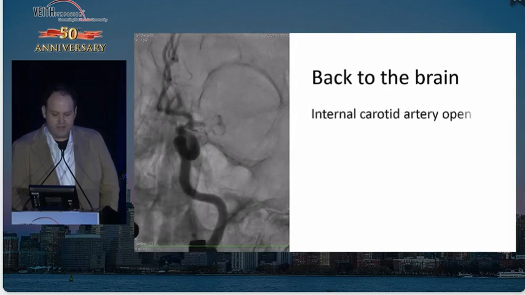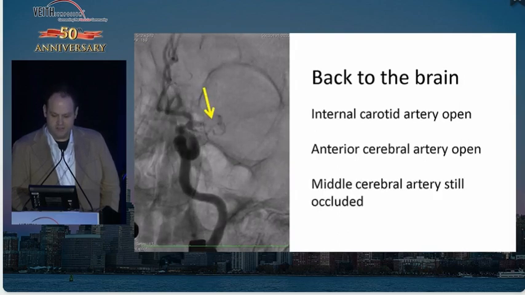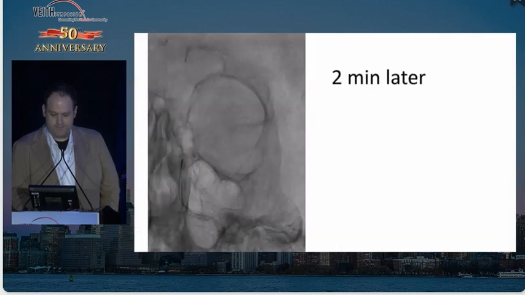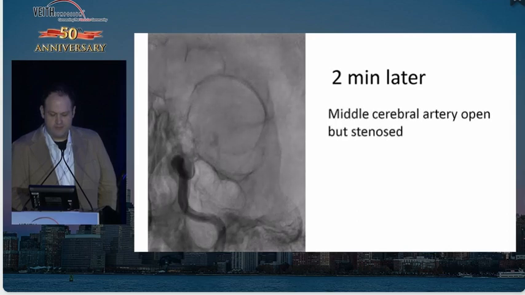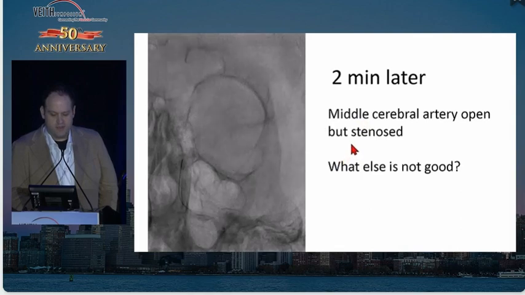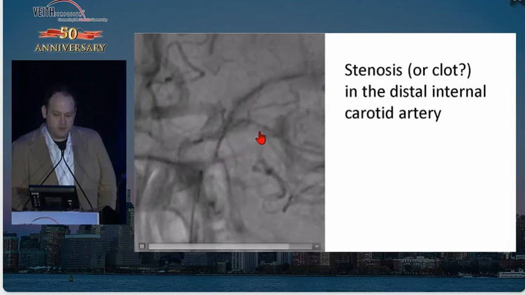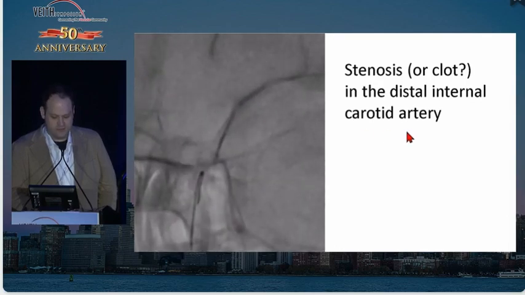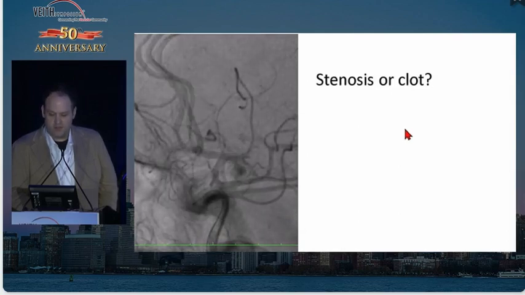So looking back at the brain at this point, the internal carotid artery was open, the anterior cerebral artery was open, but the middle cerebral artery is still occluded. This is the angiogram 2 minutes later. So the middle cerebral artery is open, but there's still a stenosis. And what else is not good at this point? You can see it zoomed in a little bit here. There's a stenosis or a clot in the distal internal carotid artery. So the question at this point, again, just as in the heart, is this a stenosis or a clot?